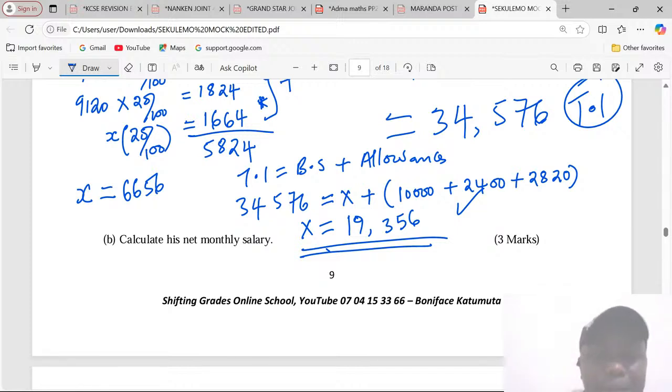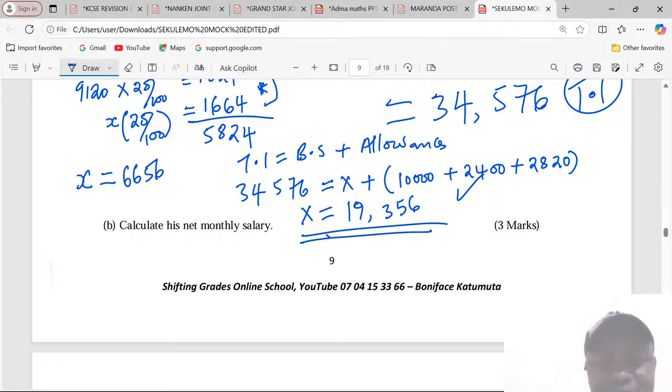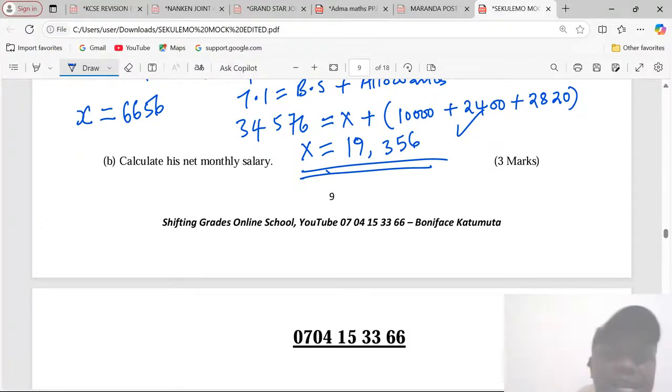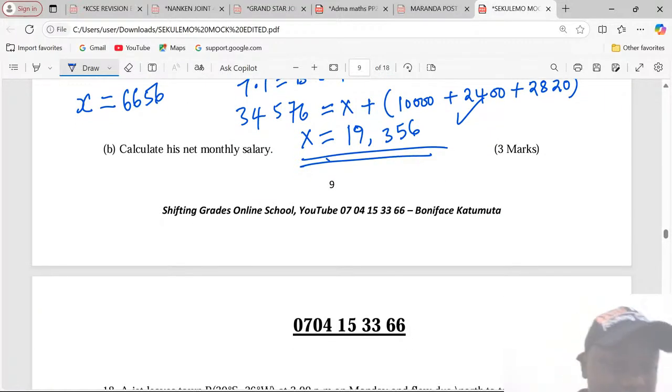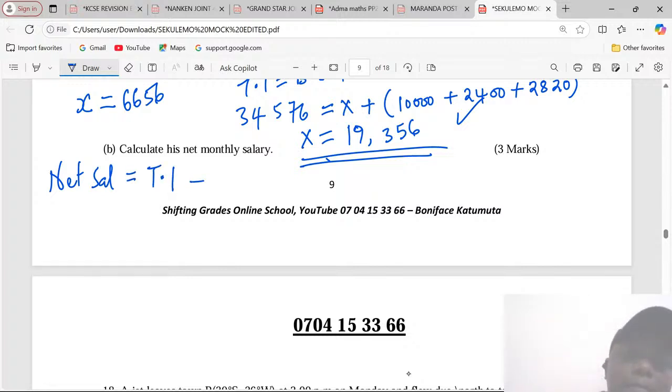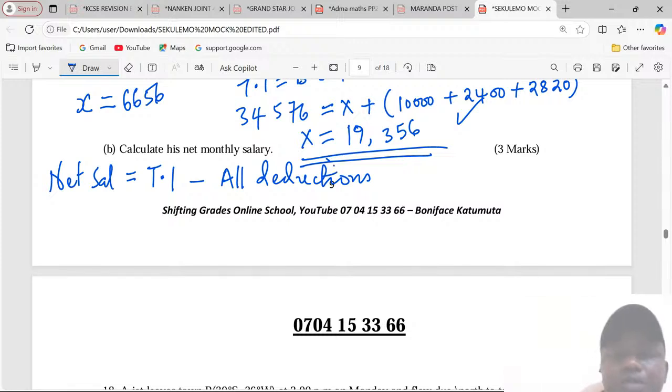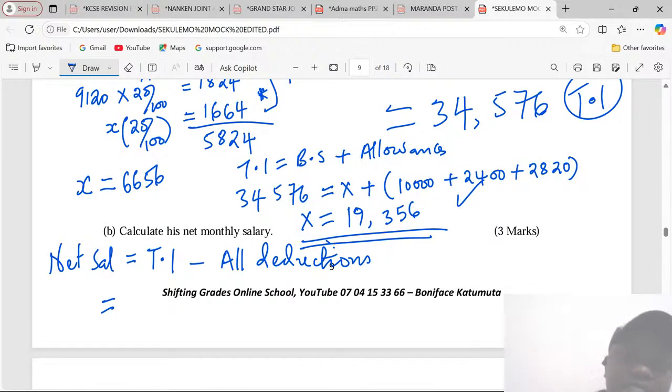Calculate his net monthly salary in part B now. How do we get net monthly salary? For us to get the net monthly salary, what we need is the taxable income minus all deductions. So can we talk of a taxable income of 34,576?